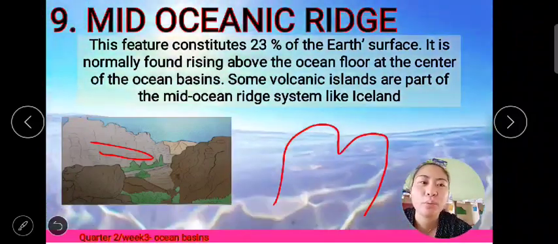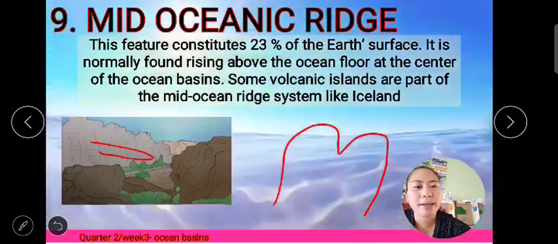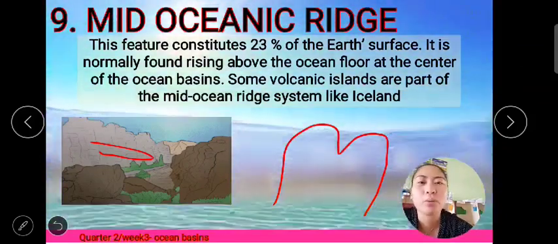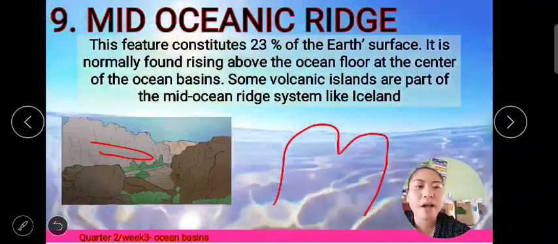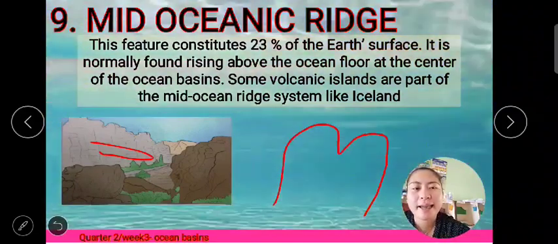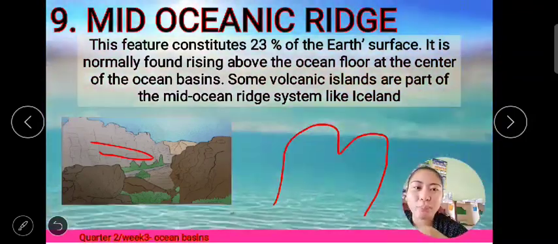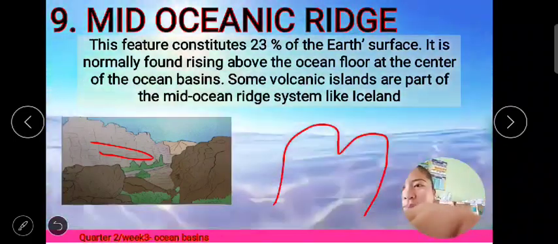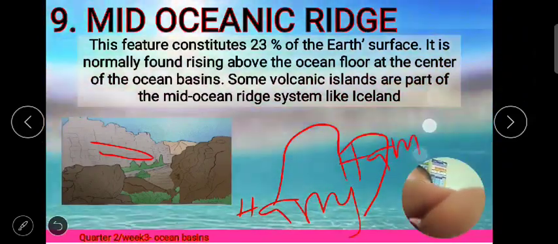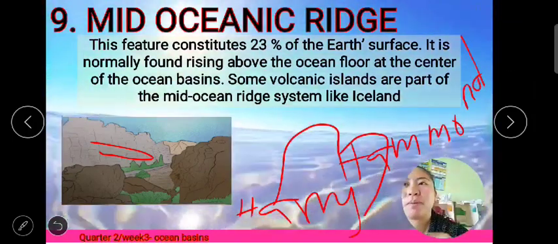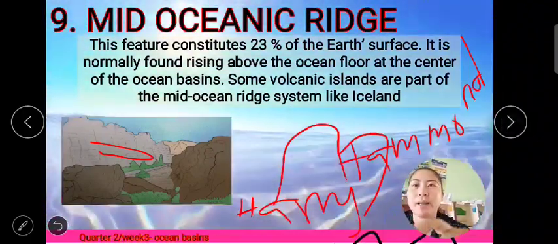Mid-ocean ridge is formed through divergent. Okay? Divergence or divergent boundary. This is where oceanic crust is spreading away from the volcano out towards the edges of the continents and was a key piece of evidence that Mr. Harry Hammond has used to prove his idea about plate tectonics. So, Harry Hammond used mid-oceanic ridge to prove his plate tectonics. Okay? So, Harry, that is spelling Harry Hammond, double M. So, yan si mid-oceanic ridge.